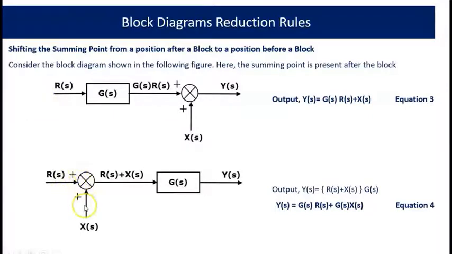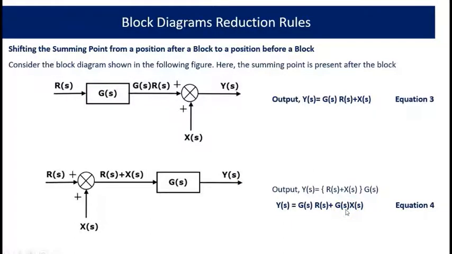So it is R of s plus x of s, g of s. So y of s is equal to g of s R of s plus g of s x of s. But here, only x of s. There is no g of s in the original case. But in this case, there is g of s x of s at the output. So here we have to eliminate this g of s.